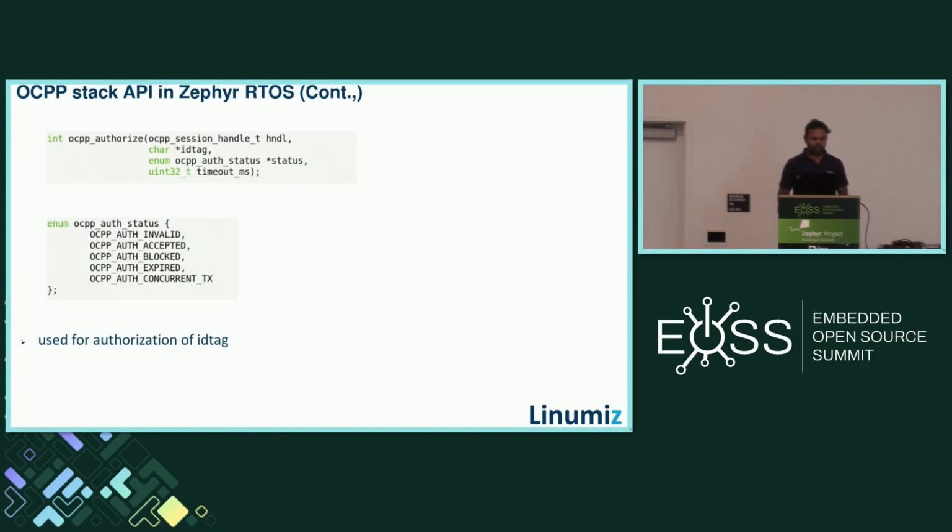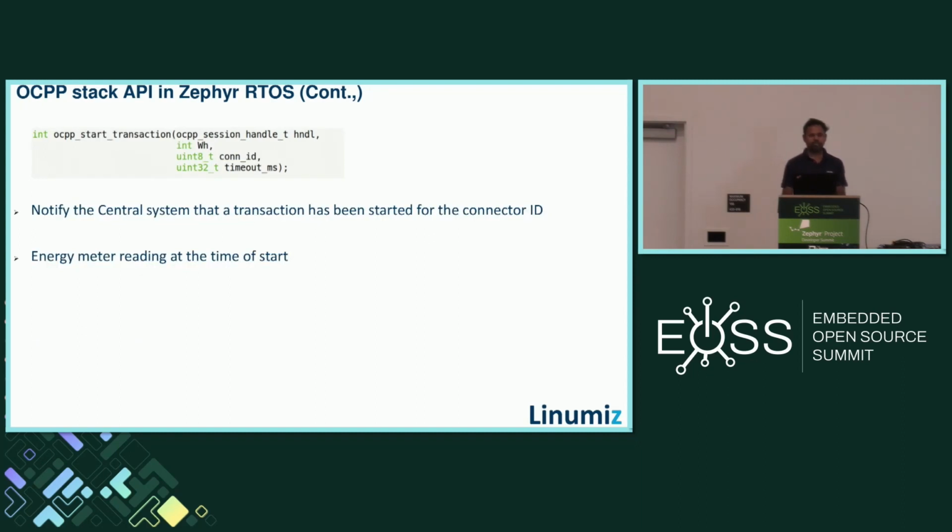From the application, when it wants to get authorized, it can use the OCPP_authorize API, which carries the ID tag as an input, and then we get the status as a response. The status may be invalid, accepted, blocked, etc. Once we have the response OCPP_auth_accepted, the user is allowed to start charging.